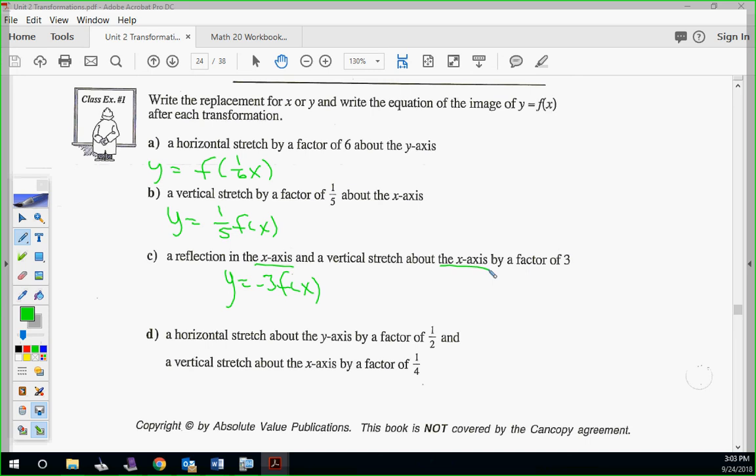So what if I switch this to reflection over the y-axis? What would you have to change? It'd be a negative x in here now, right? Okay. Horizontal stretch about the y-axis, factor of 1/2, and a vertical stretch about the x-axis, a factor of 1/4. So you've got two now, a vertical and a horizontal. Who thinks they can do this one besides Hannah? What's it going to be?